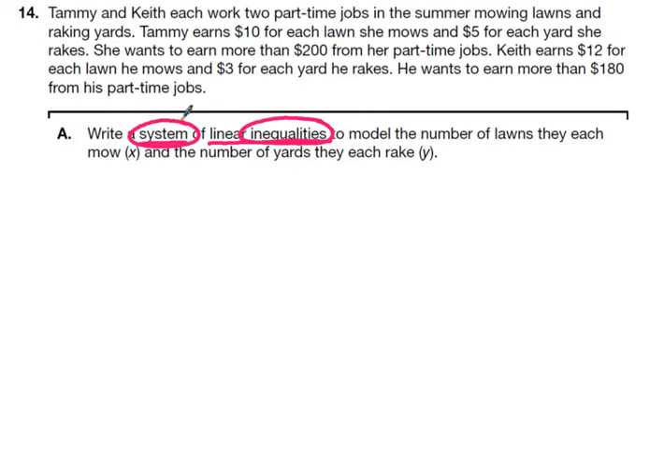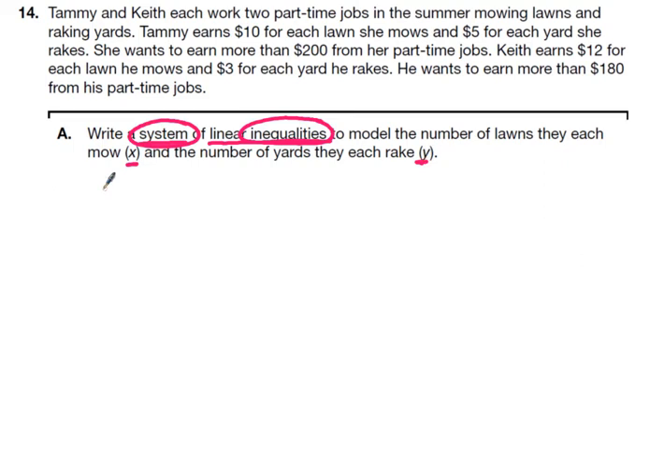And as always, this is a recurring theme with the Keystones. You've got to pay very, very close attention to the fact that the x variable represents the number of lawns that they each mow, and the y variable represents the number of yards that they rake. Okay? So reading it over, hopefully you can see how we're going to write a linear inequality for Tammy and then another one for Keith.